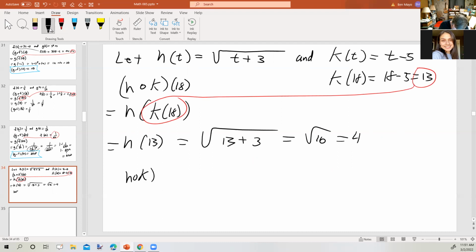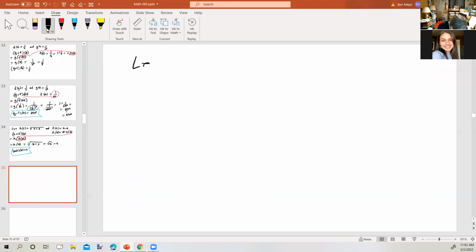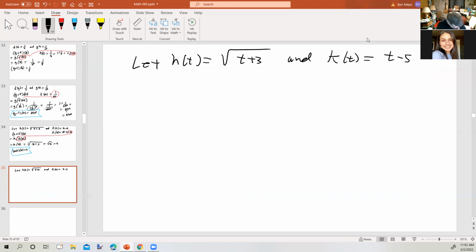So h composed with k of 18 equals 4. Questions there? All right. Again, let h of t equal the square root of t plus 3 and k of t equal t minus 5. And let's find k composed with h of 22.